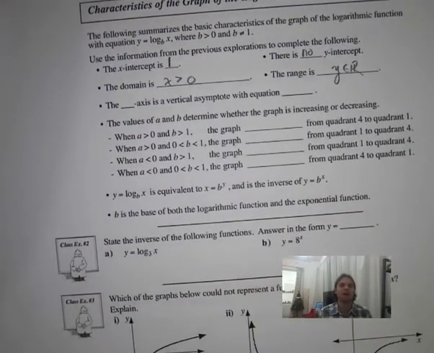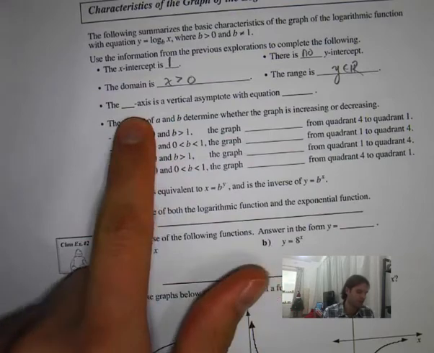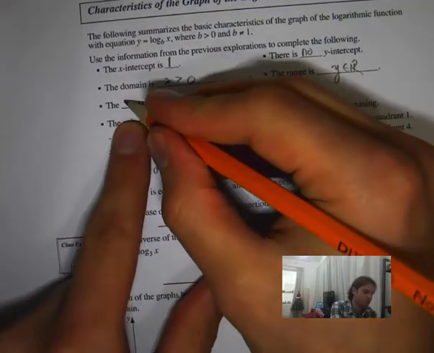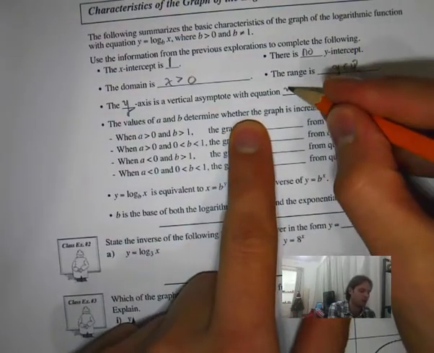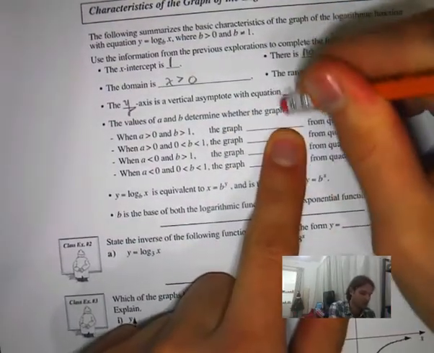Now, which axis is the vertical asymptote? That's going to be my y-axis, with the equation x equal to 0.